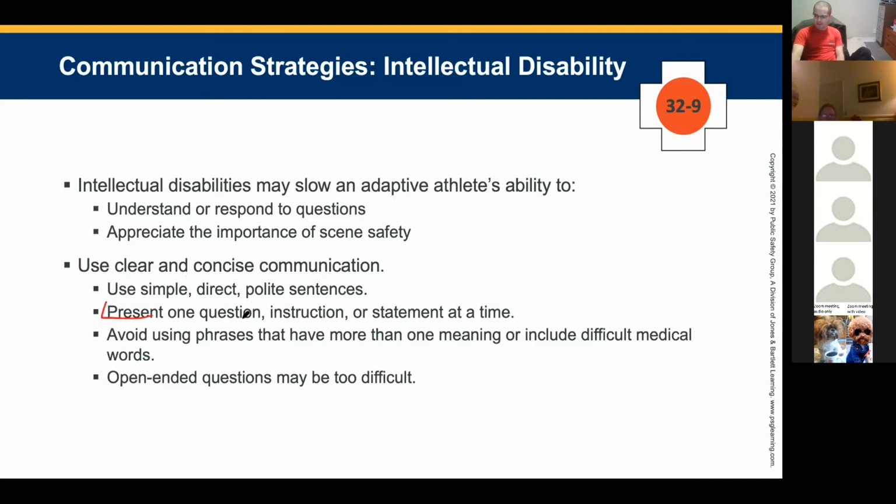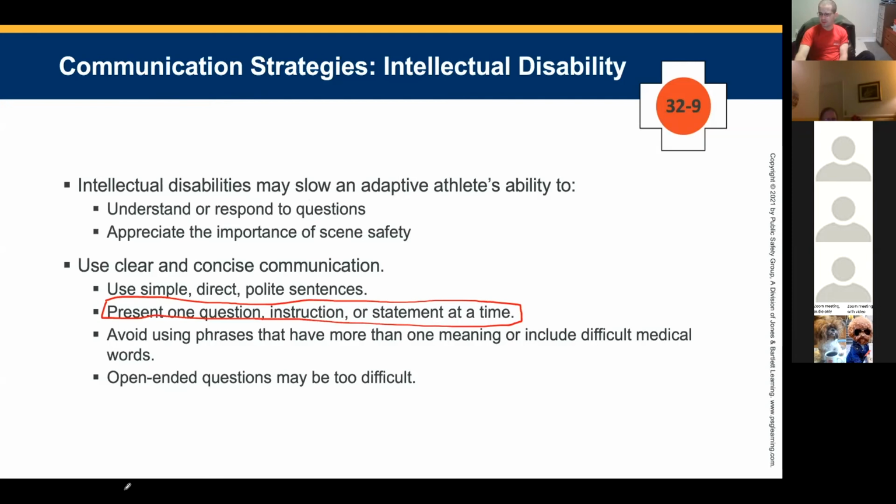I'll have to say this strategy is very good for all patients. We don't want to overload them with any information, but more specifically intellectually disabled individuals. But like I said, for all patients, try to give them one question, one statement, one instruction at a time, and not overload them. We want to avoid phrases that have more than one meaning or include difficult medical words. I don't like providing medical jargon at any level. I prefer to just speak plain English, and I find that it alleviates a lot of that anxiety.